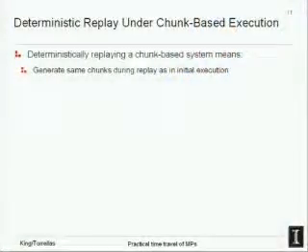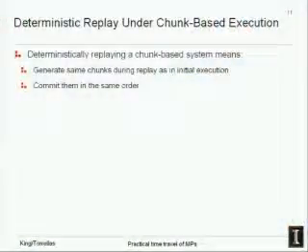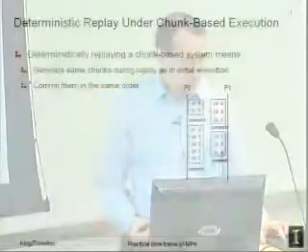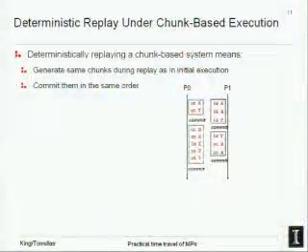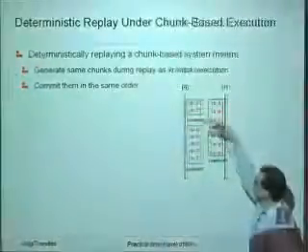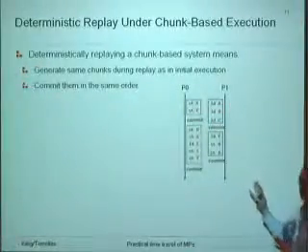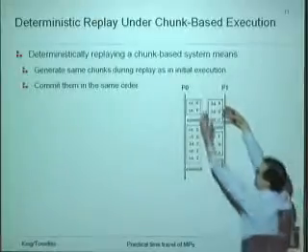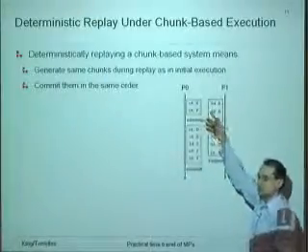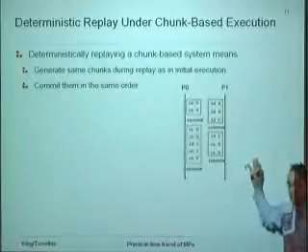So what is the implication of chunk-based execution on deterministic replay? If you use this model, deterministic replay becomes very simple. All we need to do is generate the same chunks during replay as in the initial execution, and commit them in the same order. That's all. So if we have this initial execution where we had these chunks and this order of commit, that's all I need to remember. I don't need to have the same exact timing between these two chunks. As long as they commit in the same order, that's enough.